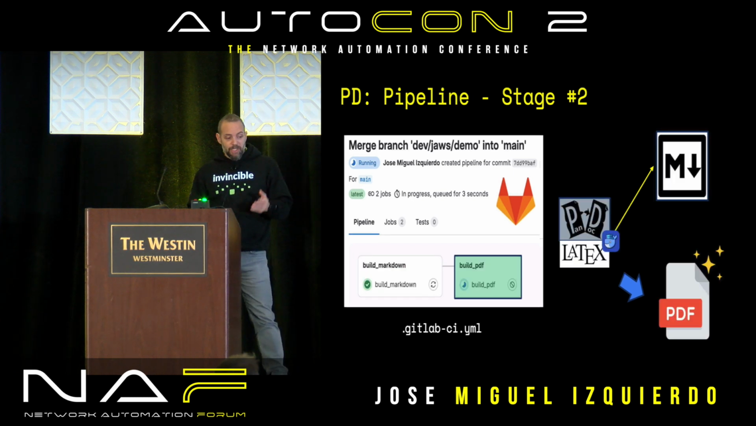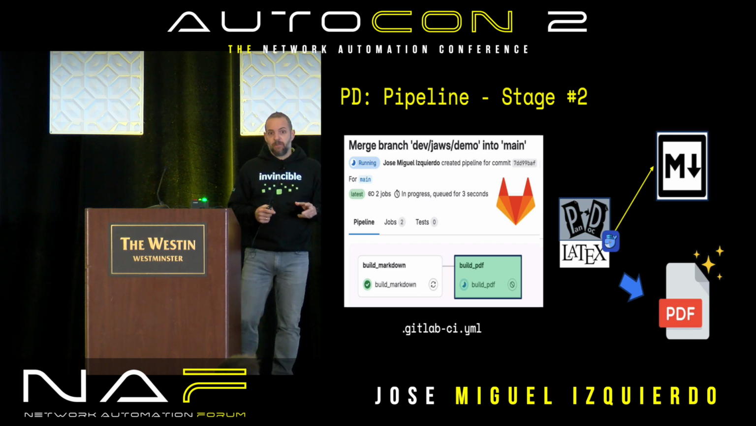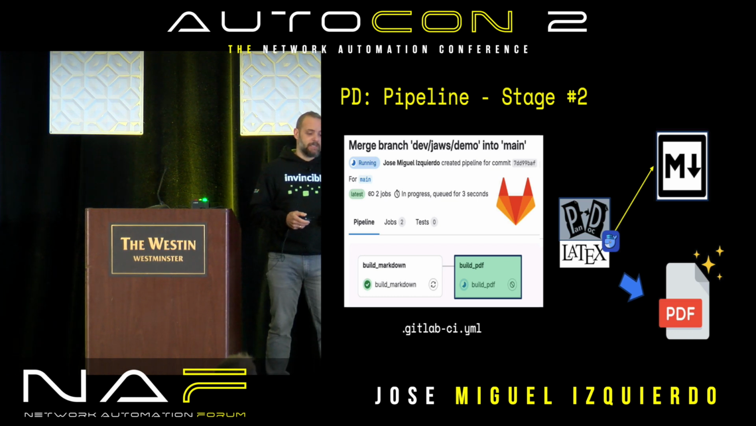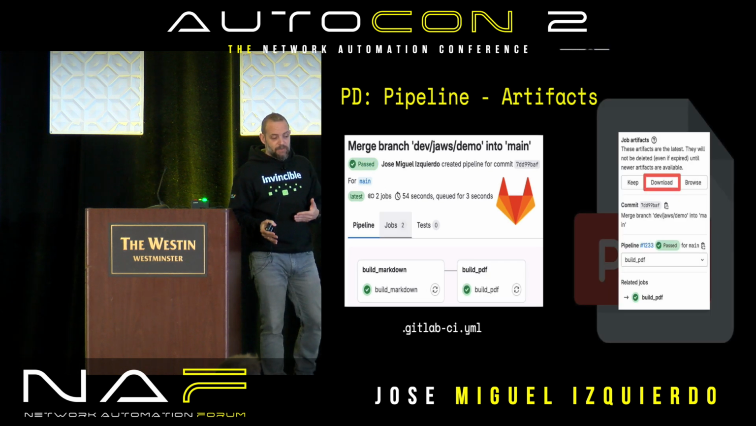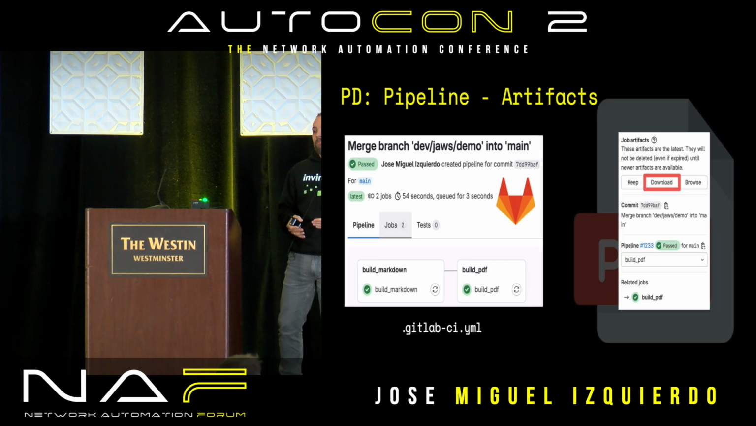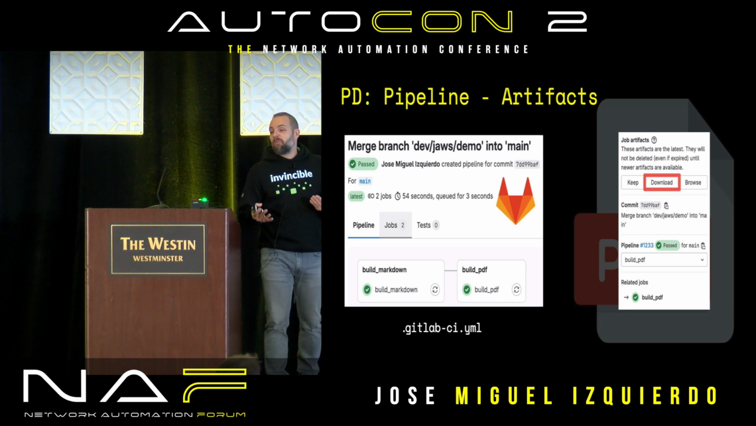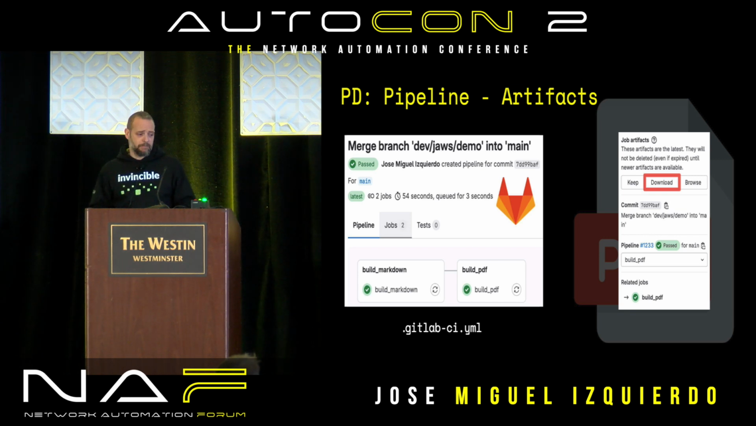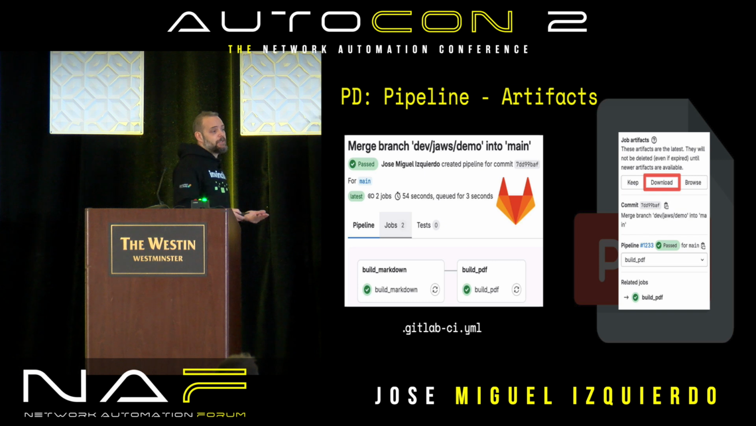This Markdown document is the input for the next stage of the pipeline. It's going to be gathered by our Pandoc and LaTeX container, and it's going to convert it to our shiny PDF. This shiny PDF is the artifact. We can download it, we can review it, and we can publish it or share it with whoever needs to have it, right?